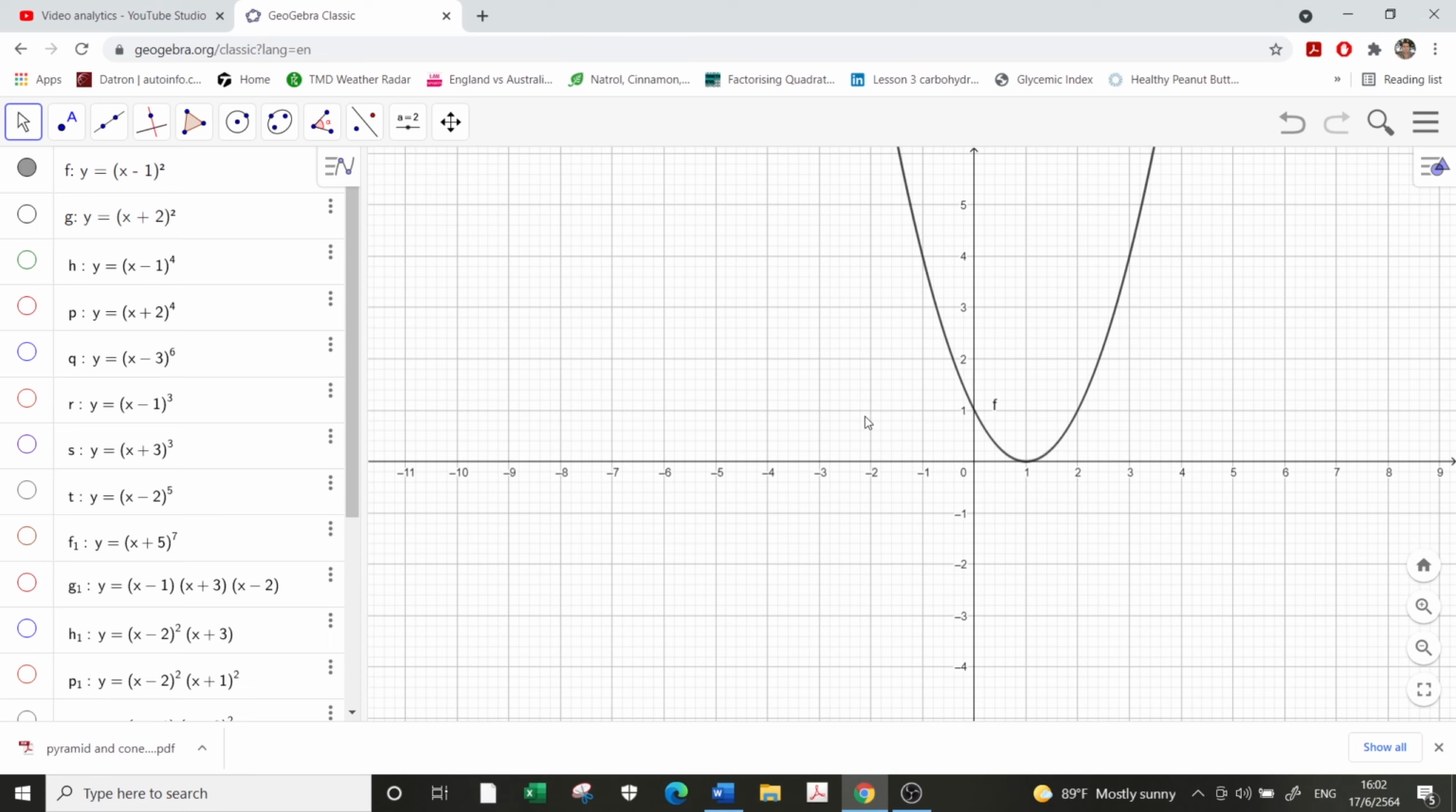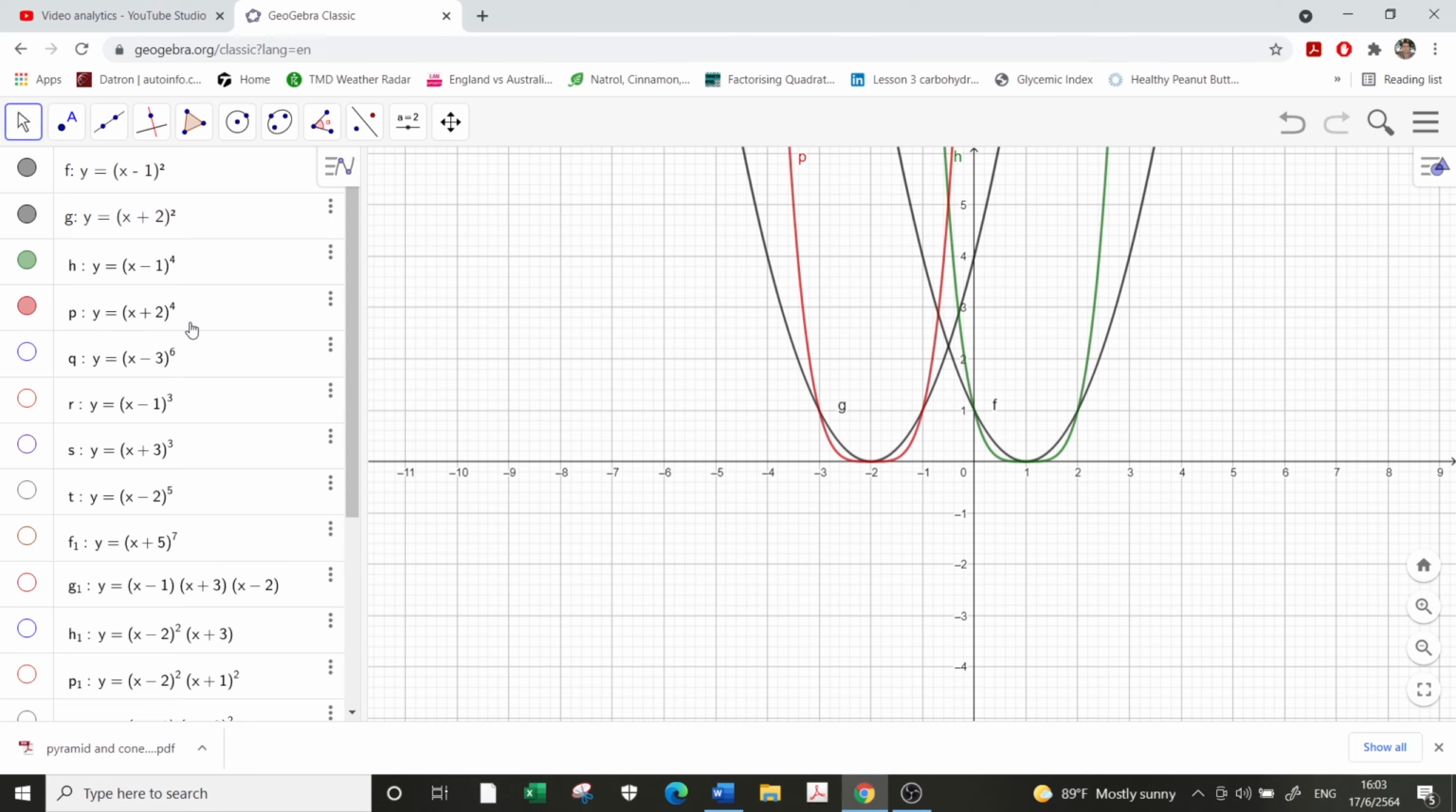The first one, x minus 1 to power 2. We have an x-intercept of 1 here. In the second one, we have x plus 2 to power 2, and we get an x-intercept of minus 2 from that one. In this one, we have x minus 1 to power 4, and that's in green. That's here. And notice all of these graphs are opening upwards. They're up graphs.